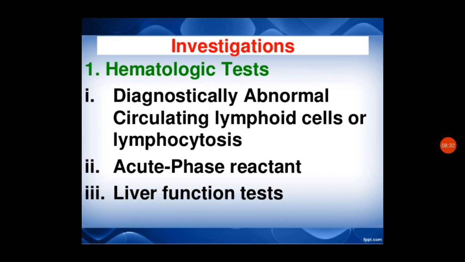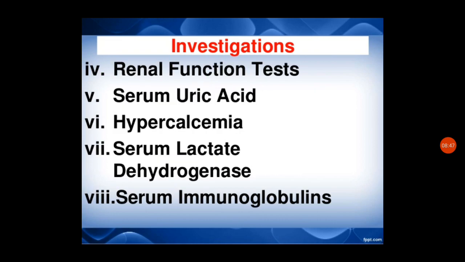Diagnostically, abnormal circulating lymphoid cells or lymphocytosis can be found in the hematological tests. An acute phase reactant test and liver function test can be done. Other tests include renal function test, serum uric acid, calcium for hypercalcemia, serum lactate dehydrogenase, then serum immunoglobulins.